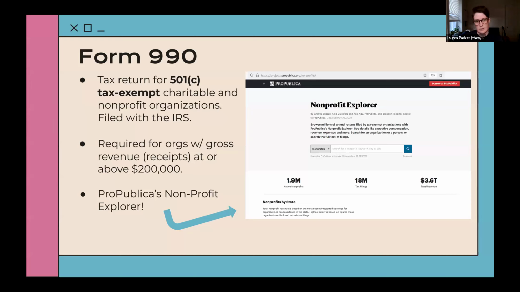And thankfully for us, ProPublica has put together this incredible tool called Nonprofit Explorer that really brings together all of these dense PDFs from the IRS into this really nice user-friendly interface where you can search. There's really great features. So I'm just going to be giving a demo of Nonprofit Explorer and pointing out some of the really helpful pieces of information within the Form 990 that we often turn to when we're doing research.